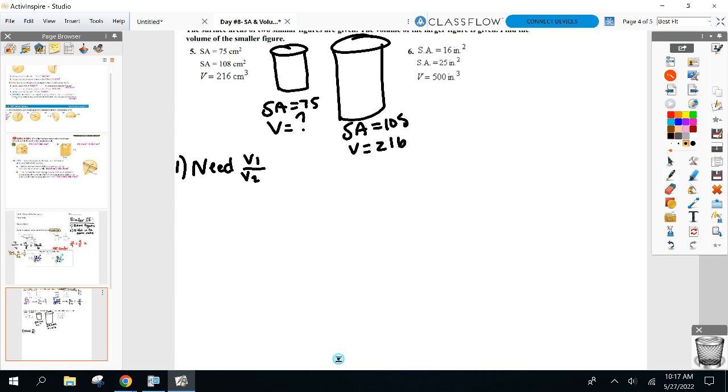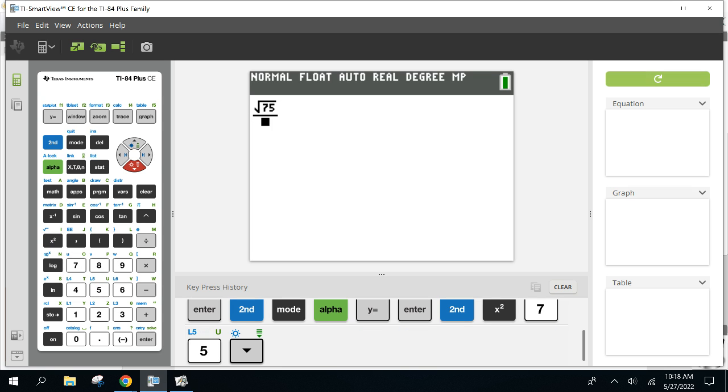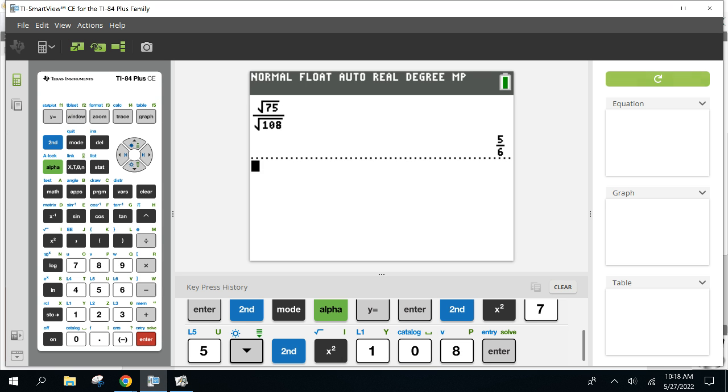All right, so here we go. 75 over 108 is my surface area ratio. You said I can get to S1 over S2. How? Square root both sides. So with your calculator, I've got mine up here, I'll do it with you. Let's get a fraction template up. Square root of 75 over square root of 108. 5 over 6. Nice.